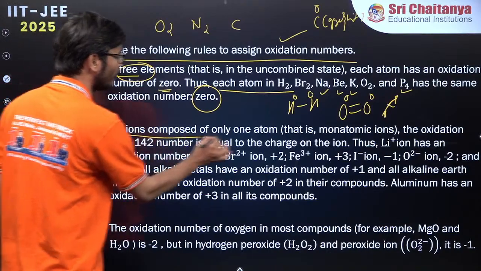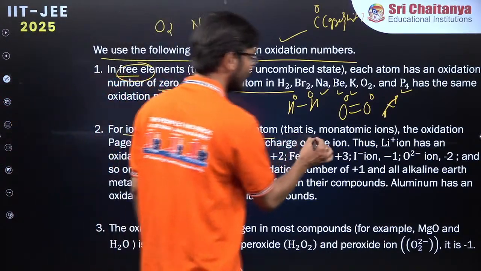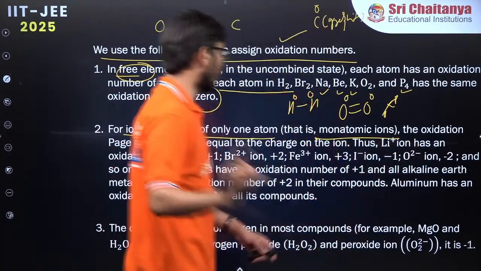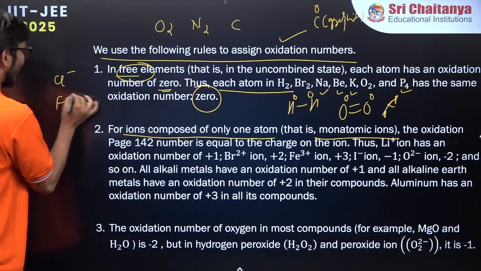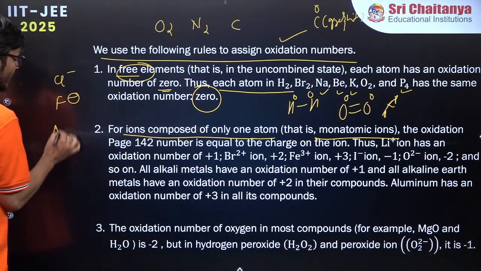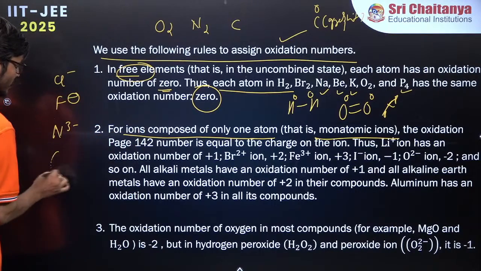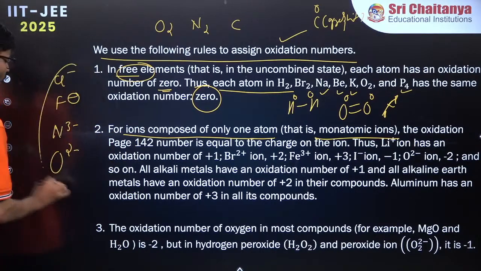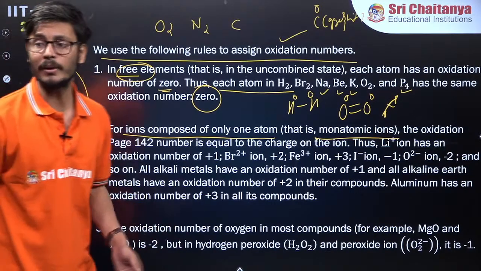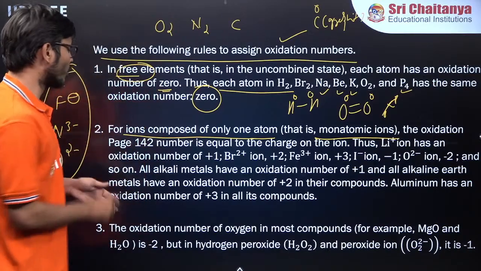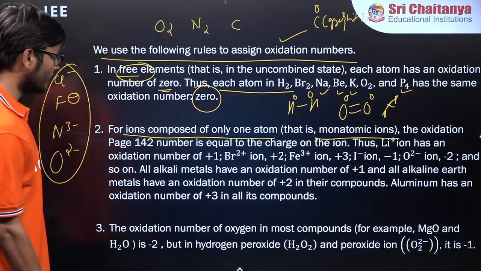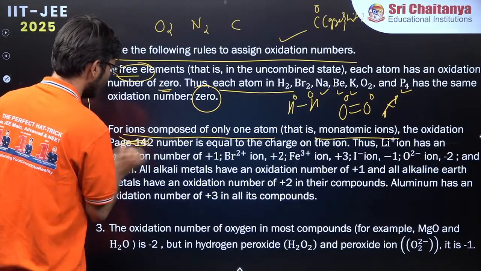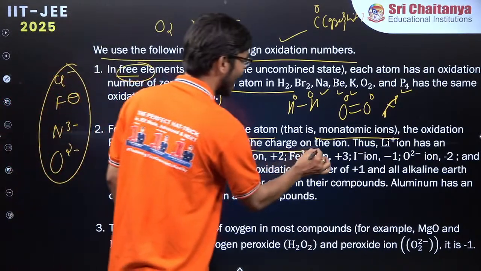For ions composed of only one atom, that is monoatomic ions. What are monoatomic ions? Like, son, look here: Cl minus, fluoride ion, monoatomic. Nitrogen containing 3 minus, oxygen containing 2 minus. If you remember, I have already told you monoatomic and polyatomic. Okay. So for ions composed of only one atom, that is monoatomic, the oxidation number is equal to the charge on the ion.